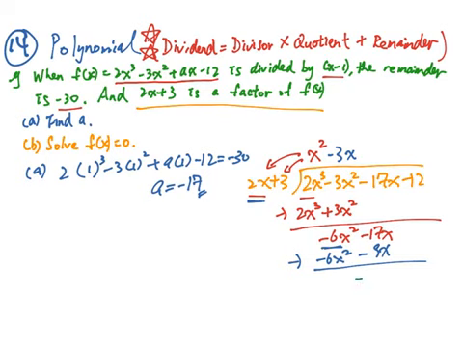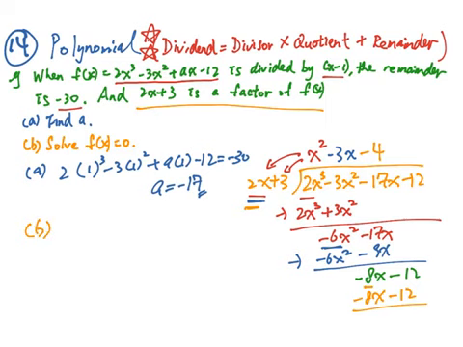Then we can get negative 8x minus 12. So the last comparison is negative 4. So negative 4 times 2x, so negative 8x minus 12. So no remainder.